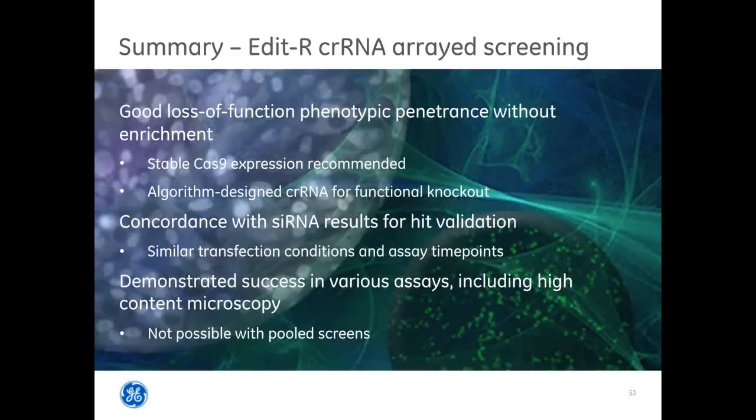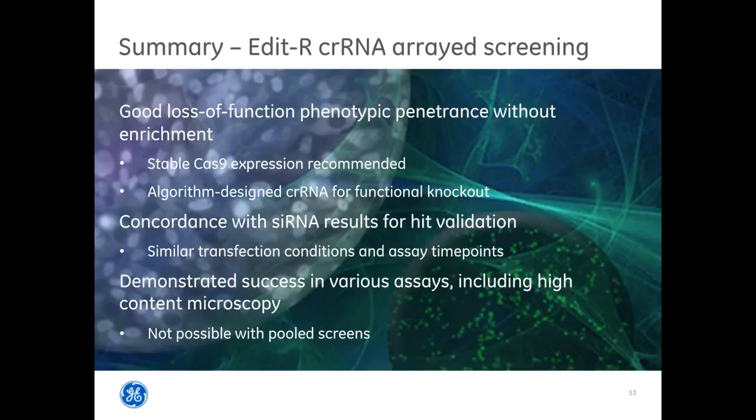And with that, I will wrap up with a quick summary before moving on to questions. Today I've shown you that it is very possible to achieve good loss-of-function phenotypes with no requirement to enrich for edited cells. The examples shown were with the Edit-R synthetic CRISPR RNA. We do recommend stable Cas9 expression to improve reproducibility and penetrance, and to use the Edit-R algorithm-designed CRISPR RNAs to improve the chance of having multiple designs that give you functional knockout in this arrayed format.